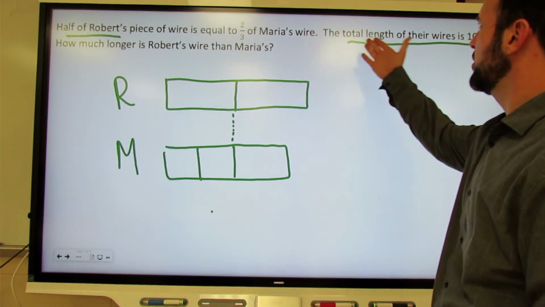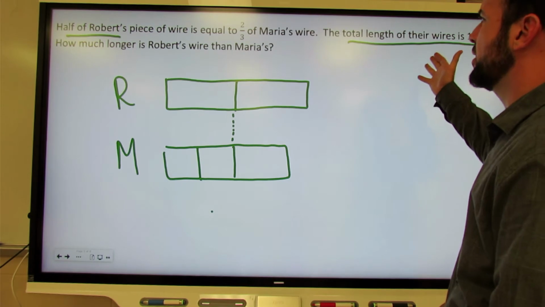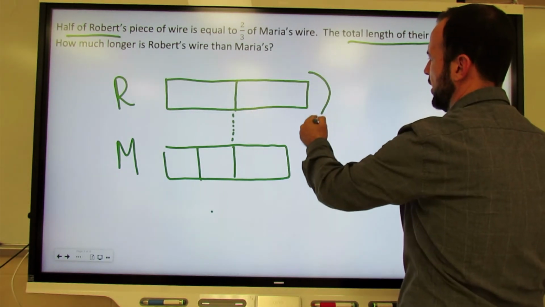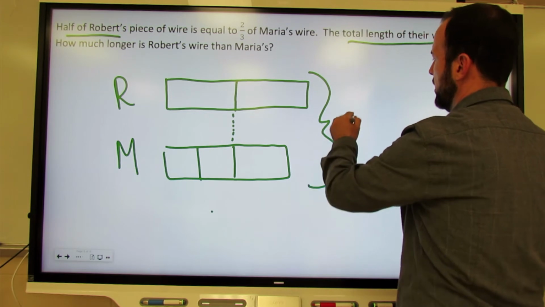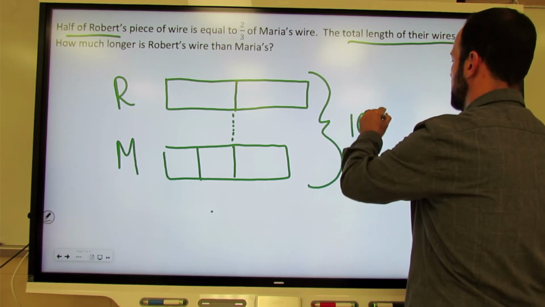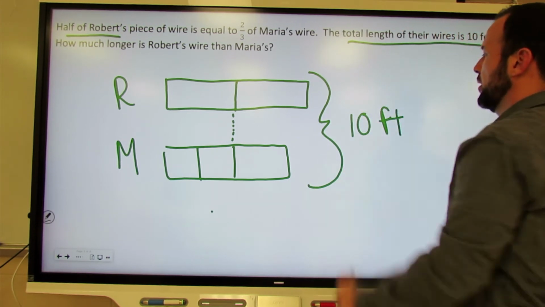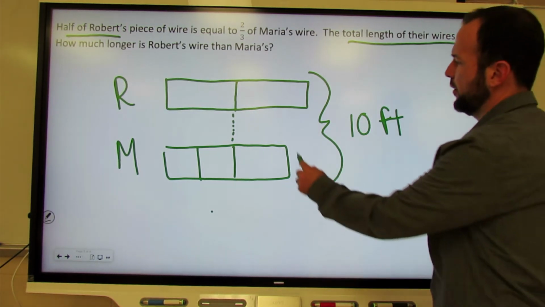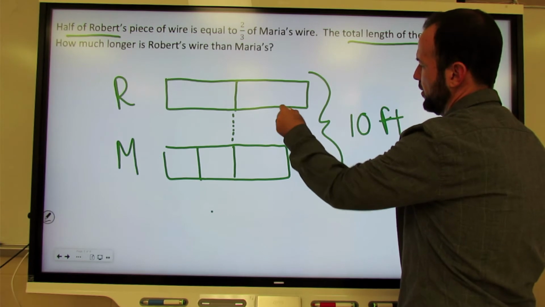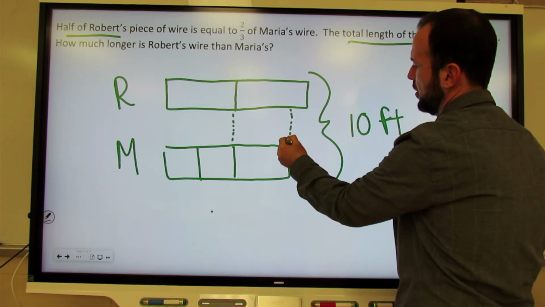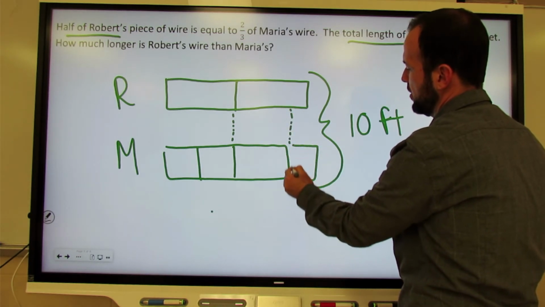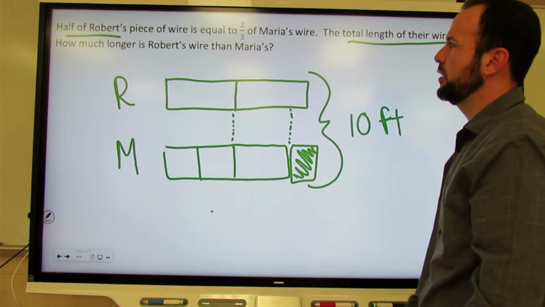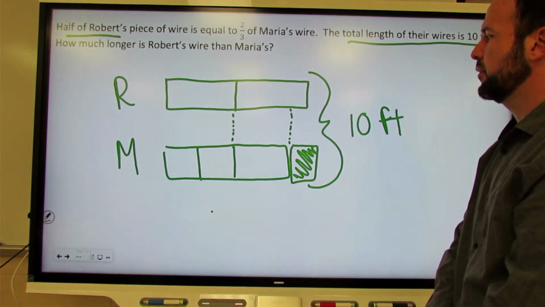So 2/3 of Maria's, we got that. The total length of their wires is 10 feet. So that means if I added up all of these lengths, whatever the lengths are here, it would be 10 feet. How much longer is Robert's wire than Maria's? So they want us to find this part. It's like a missing piece right here.